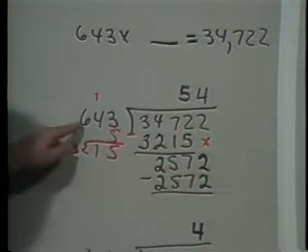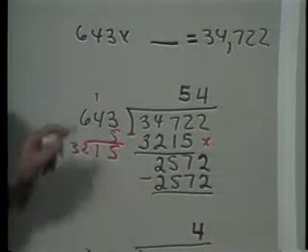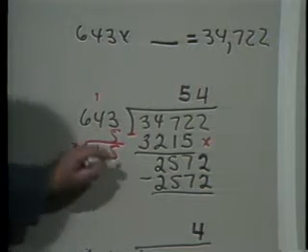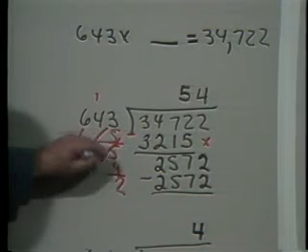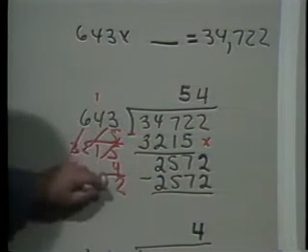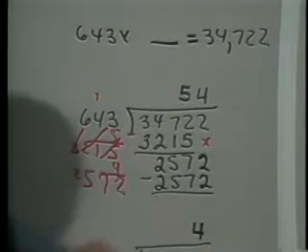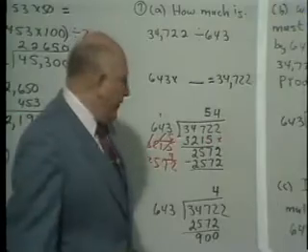Now I take another guess. How many times does 643 go into 2572? Well, 6 goes into 25 about 4 times. I'll try that guess. See, and if I put a 4 here, 4 times 3 is 12, carry the 1. 4 times 4 is 16 and 1 is 17. 4 times 6 is 24 and 1 is 25. This goes in exactly the right number of times. There is no remainder. So the answer to part A is 54.